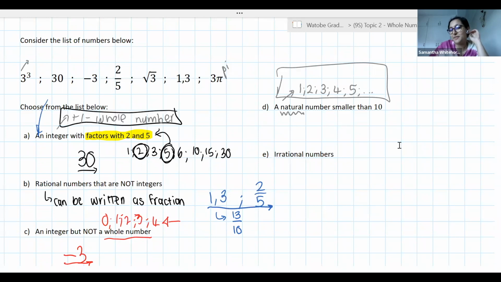Yes, ma'am. I think it's -3. Okay, so remember, -3 is not part of our natural numbers, and we want it to be natural. Yes, ma'am. Theo, what do you think? Ma'am, I think it's 1,3. So remember, 1,3, not a natural number. We don't have any decimals in natural numbers.